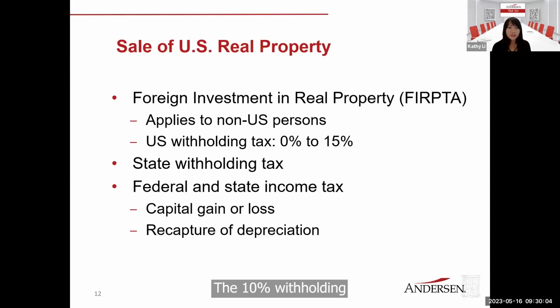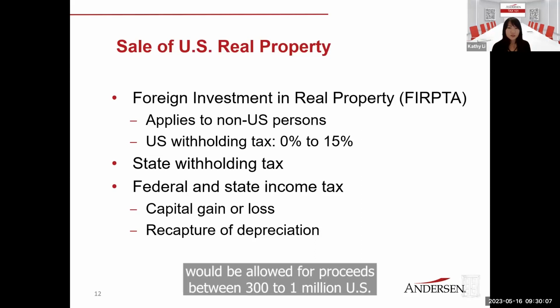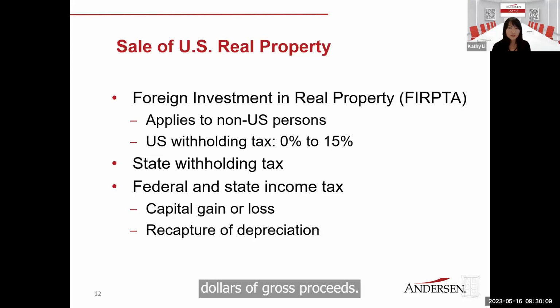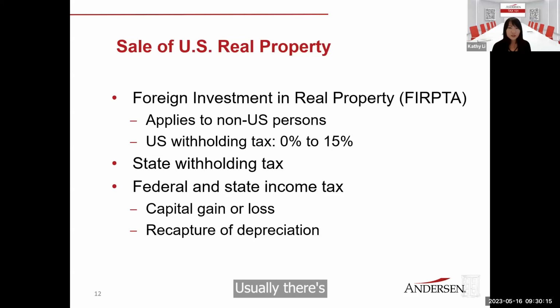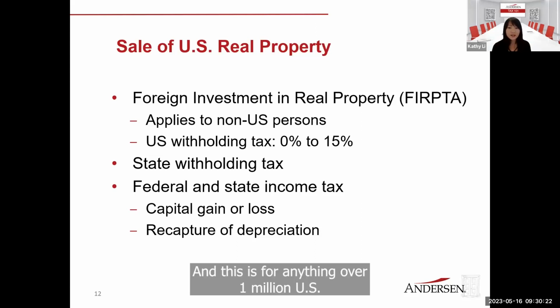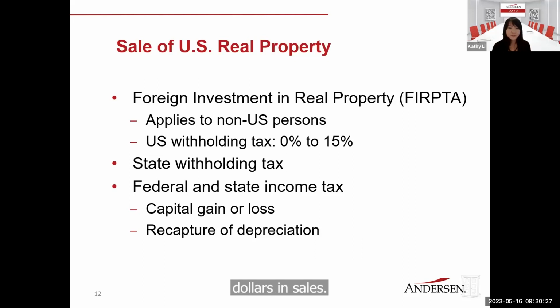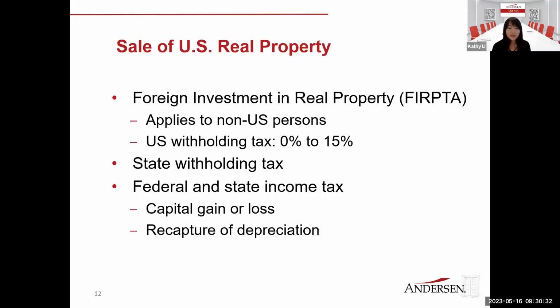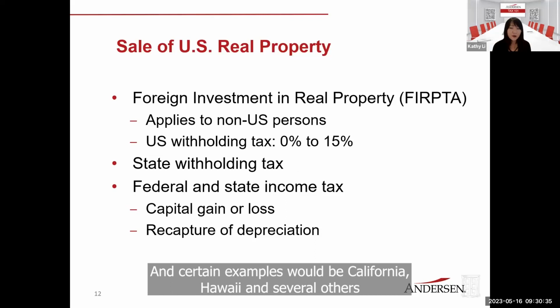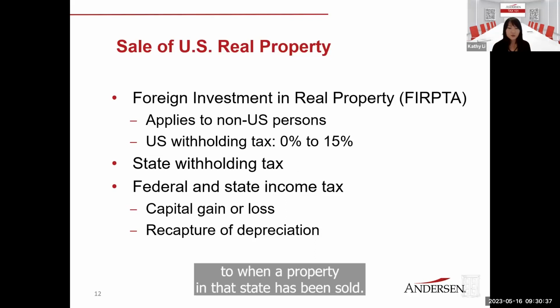The 10% withholding would be allowed for gross proceeds between 300,000 and 1 million US dollars, but there are also other requirements to be met. Usually, there's an automatic 15% withholding if none of the requirements are met, and this is for anything over 1 million US dollars in sale. Certain states also have withholding tax, for example California, Hawaii, and several others, when real property in that state has been sold.